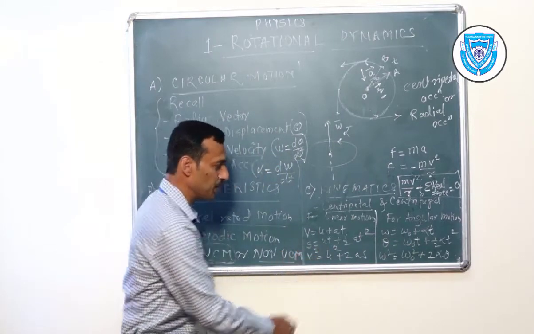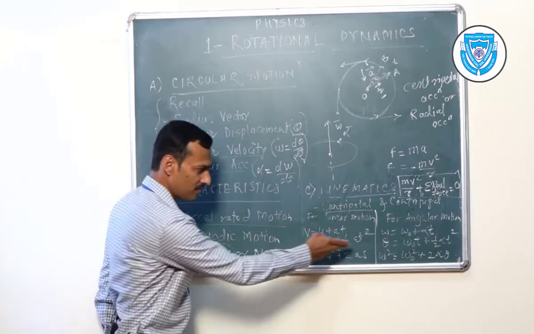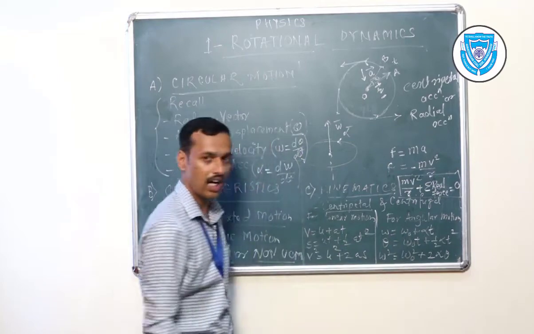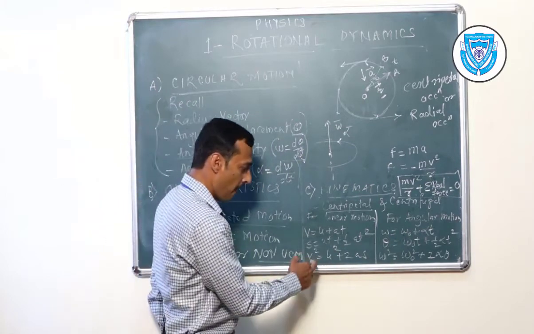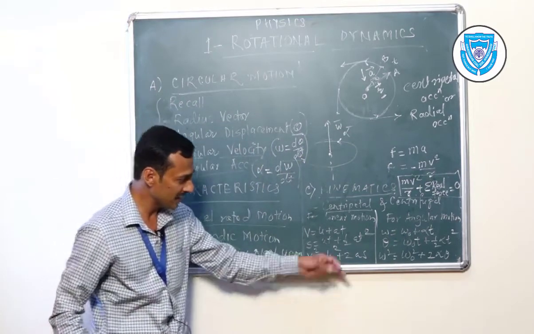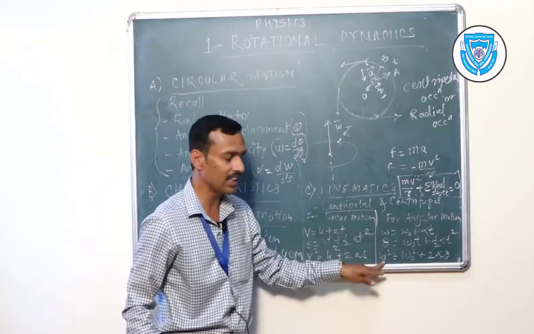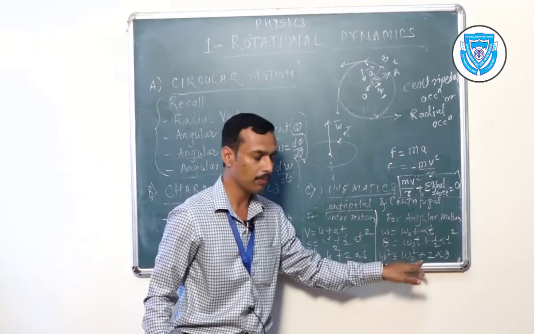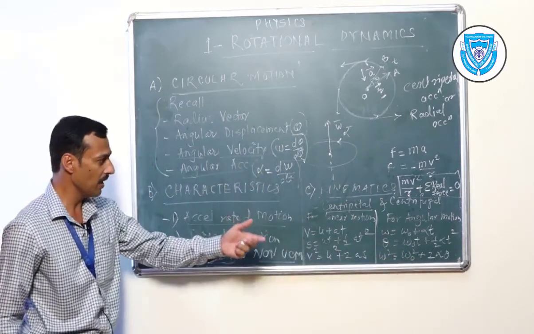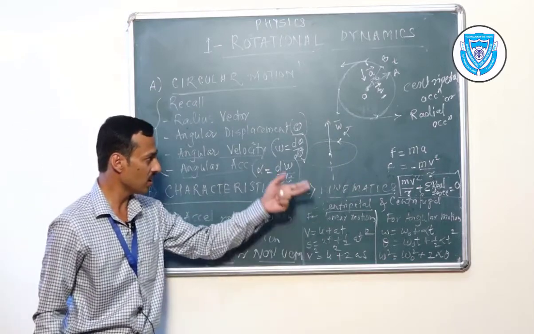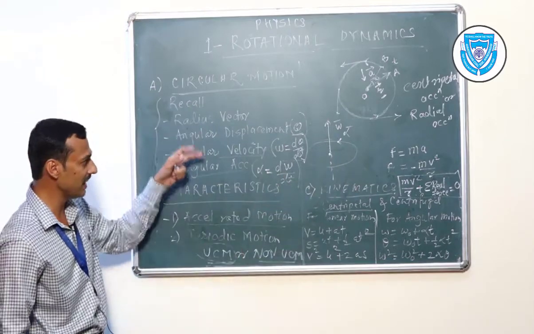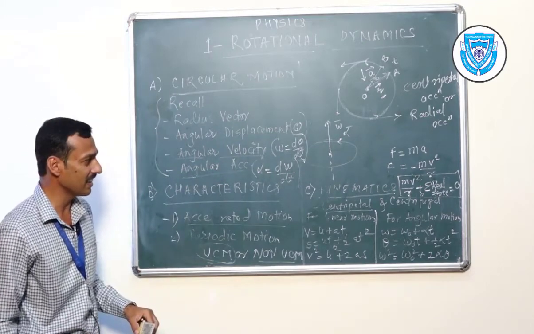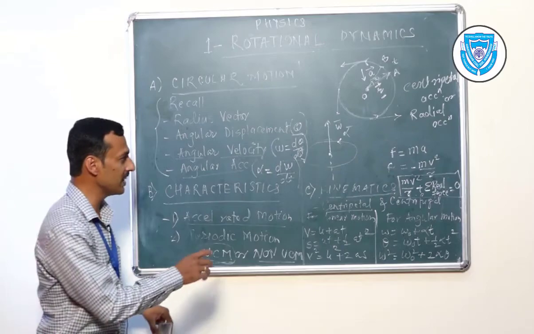s is equal to ut plus half at square. Similarly, theta is equal to omega 0 t plus half alpha t square. v square is equal to u square plus twice as for linear motion, and for angular motion we can write omega square is equal to omega 0 square plus twice alpha theta, where you already know the signs or notations for all these physical quantities: angular displacement, velocity, and acceleration. Then we are going to study the next topic.